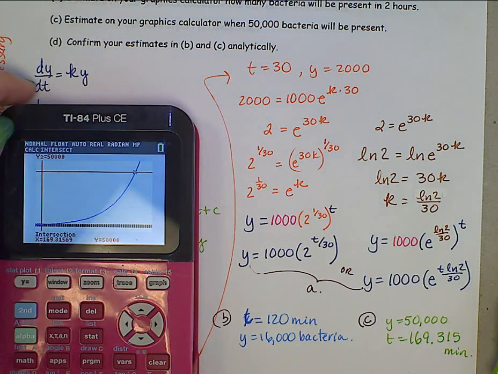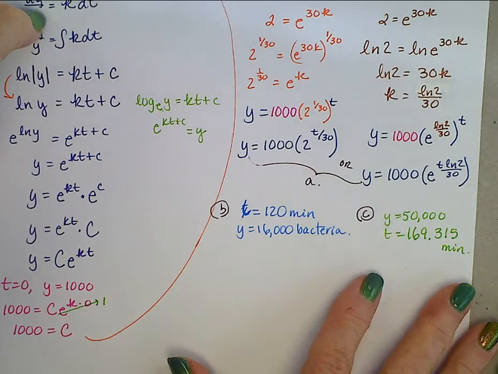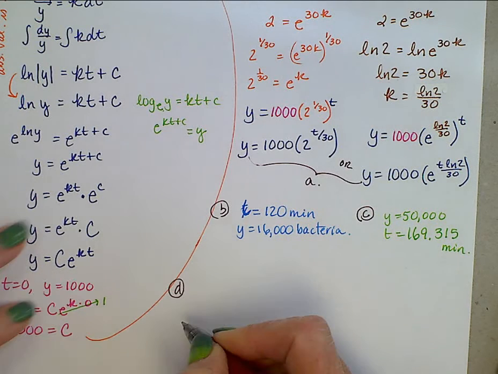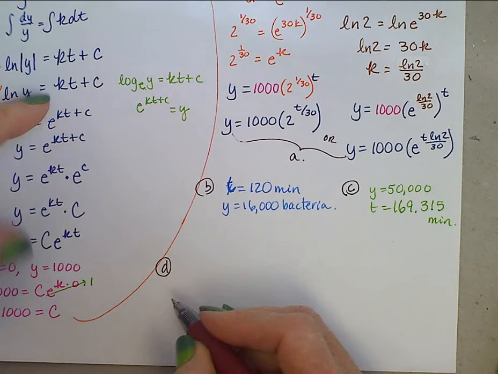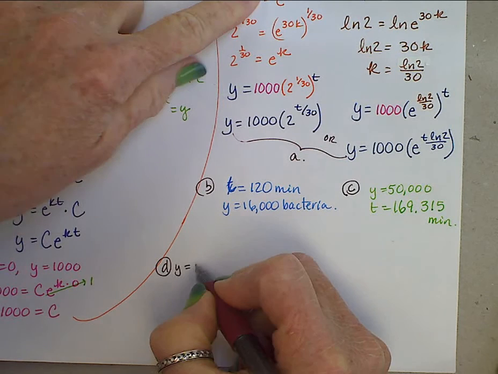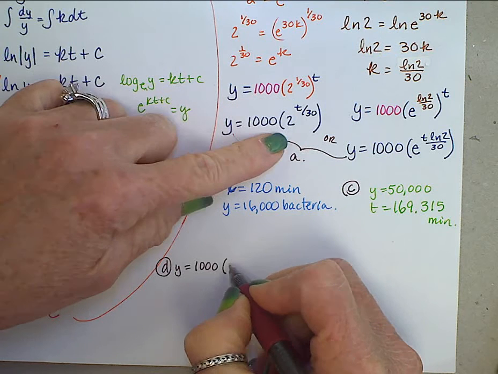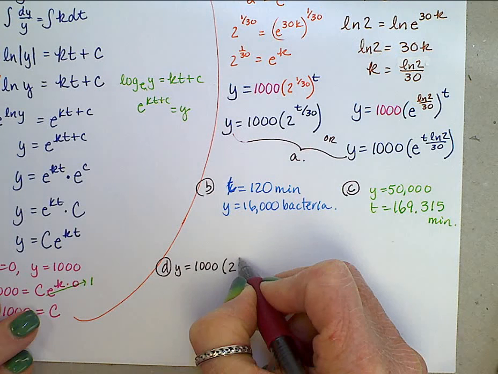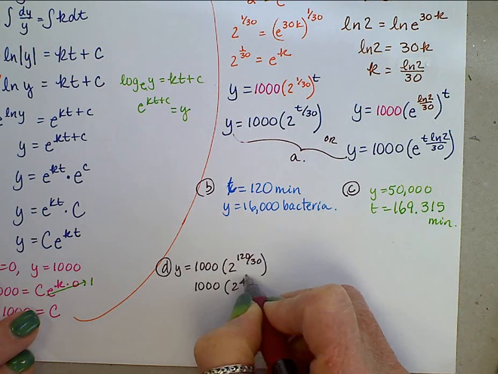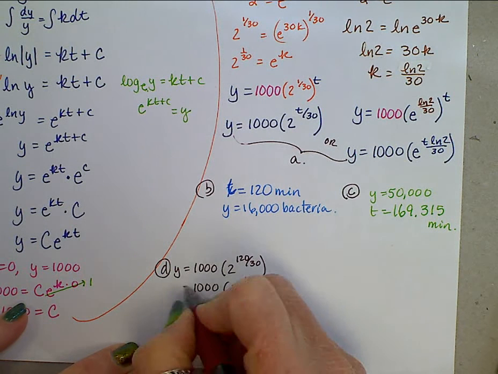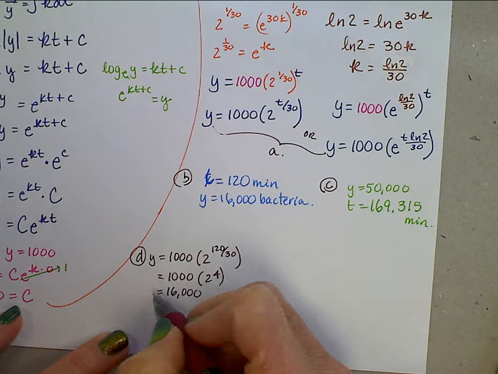Okay, now part D. Confirm your answers to B and C analytically. All right, the B part's easy. That's just plugging in. So we're going to get Y is 1,000 times, I'm going to use this one, 2 to the T over 30. 2 to the 120 over 30. That's 1,000 times 2 to the 4th, and that's 16,000 bacteria.